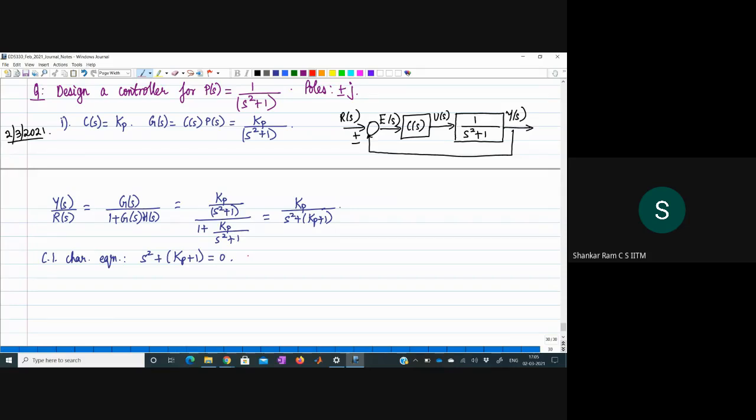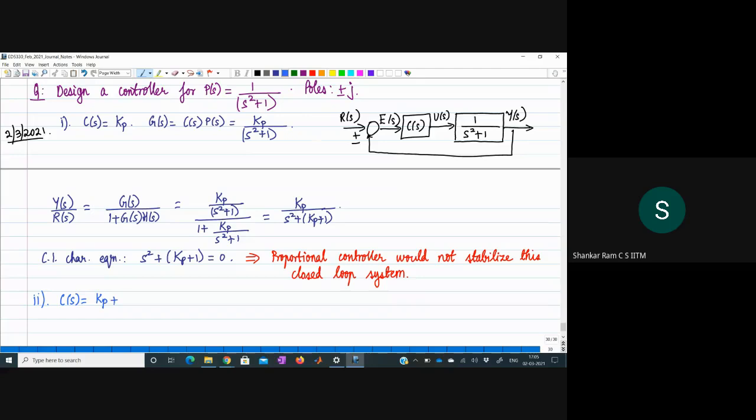So the bottom line is that the proportional controller would not stabilize the system. That's the conclusion that one can draw. We can see that in this case, with this particular plant, the proportional controller does not work. So once again, we will go to the next one. Let's try out the PI controller.